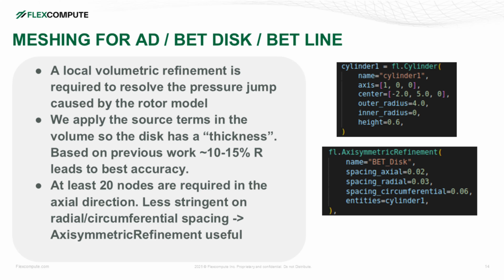For actuator disk and BET models, local volumetric refinement is required where the momentum sources are applied. This region must be refined enough to accurately resolve the imposed pressure jump. A general recommendation is to use a disk thickness around 10 to 15% of the radius. Adequate axial resolution across the disk is important, with at least 15 nodes in the axial direction. Radial and circumferential resolution requirements are less strict, but should still be sufficient to avoid large gradients.